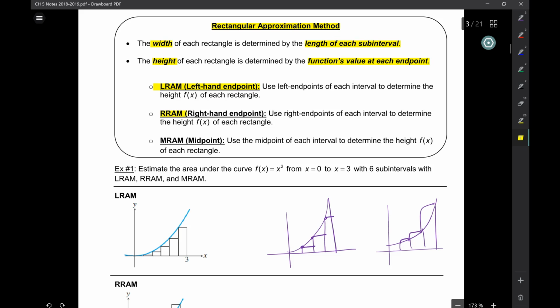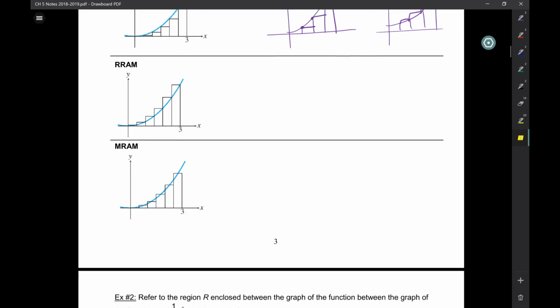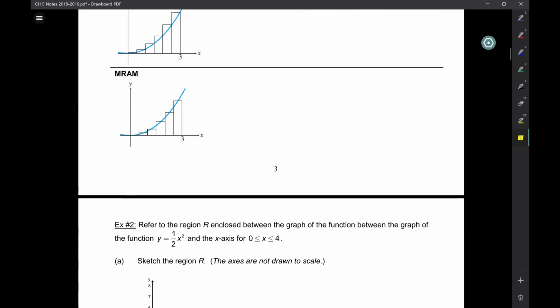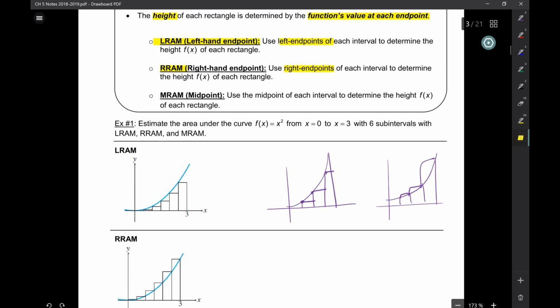RRAM, you're using the right endpoints. Or you could be like, you know what? I'm just an average values type of guy. So for each of your rectangles, like this is one rectangle, don't go left or right, because you can't make the decision. Go to the midpoint and draw the height over there. That's called MRAM, where we use the midpoint of each interval to determine the height.